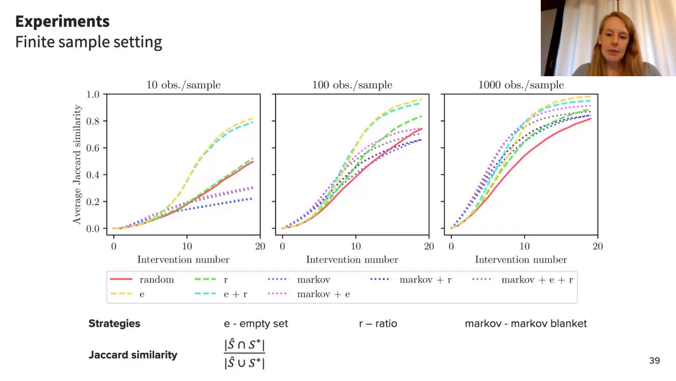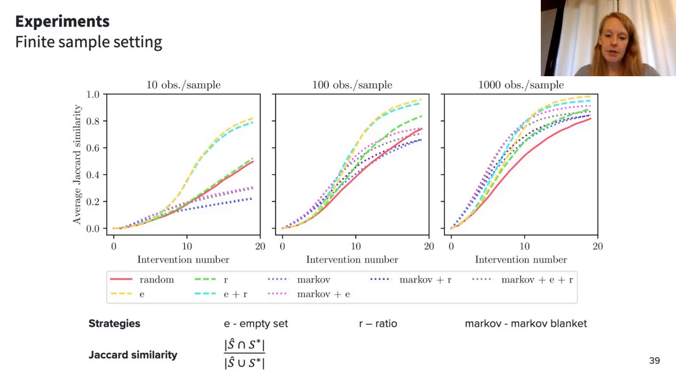Now in experiments, one thing I should stress: all the results I presented so far don't require particular parametric assumptions on the system, so we don't need the structural equations to be linear, for instance. But for the experiments, we actually generate linear structural causal models. And we look at different sample sizes per intervention. On the left here, you see the setting where in each round we just collect 10 observations from the corresponding interventional experiments. Then in the center, we collect 100. And on the right, we collect 1,000 observations per experiment.